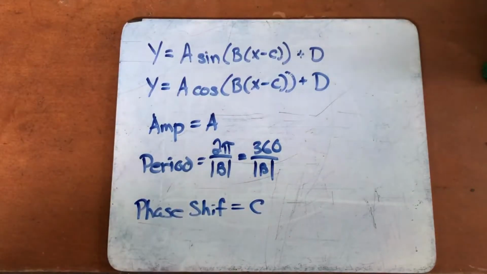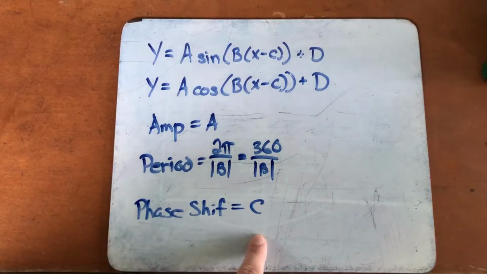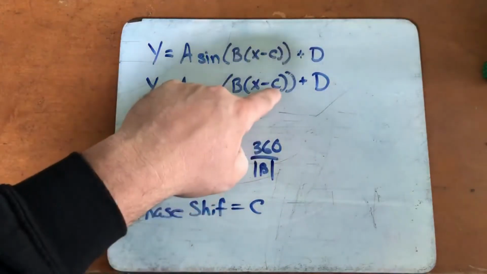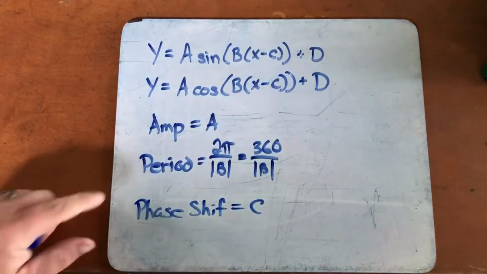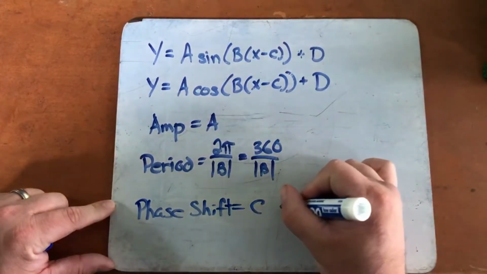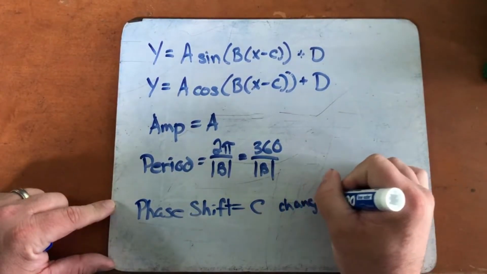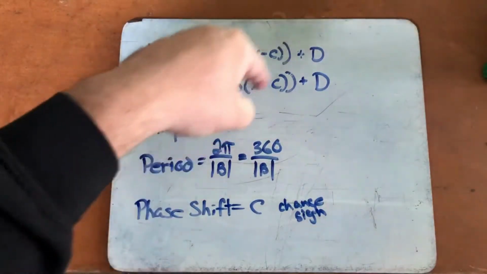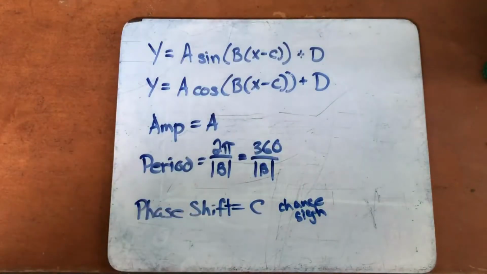Now, my phase shift. Notice it says my phase shift equals C, but this says x minus C. So when I go from minus C to C to find the phase shift, I have to make sure that when I write it down, I change the sign. So if this said x minus 5, the phase shift would be 5. It wouldn't be minus 5.